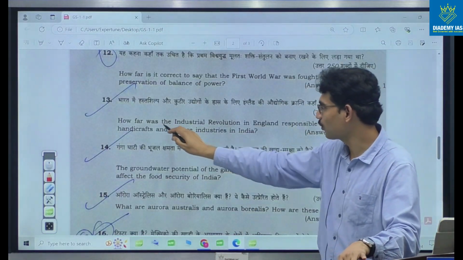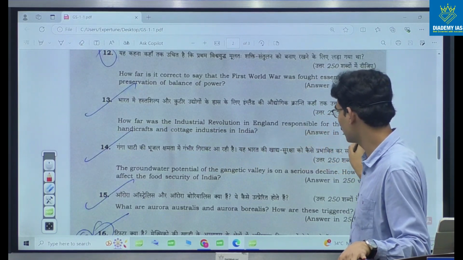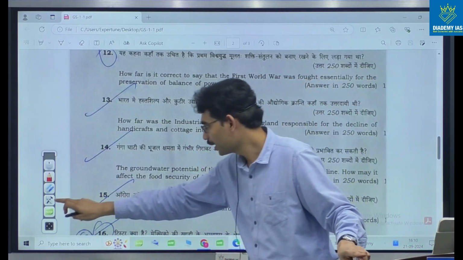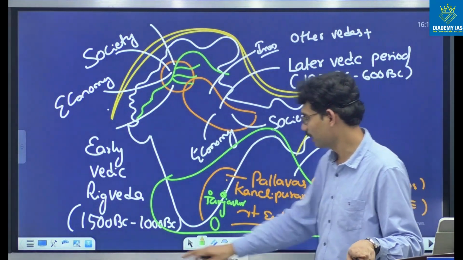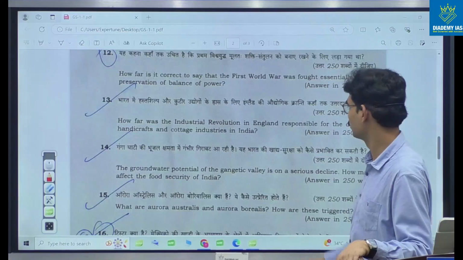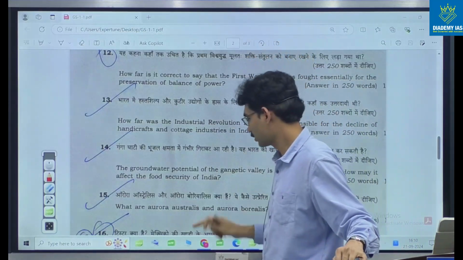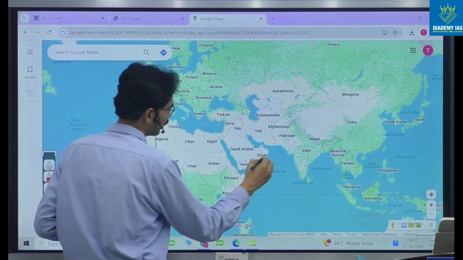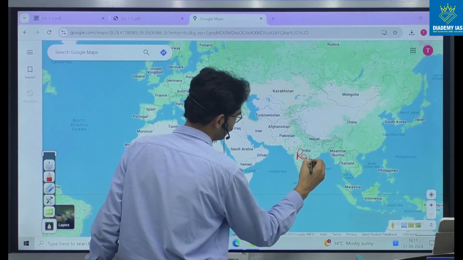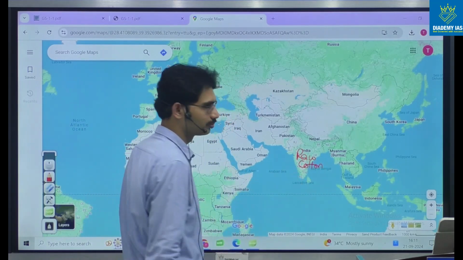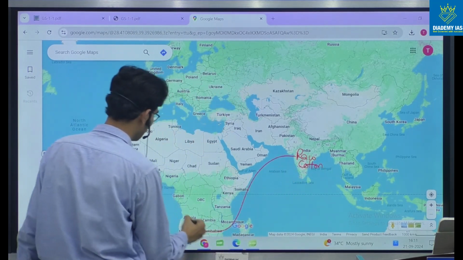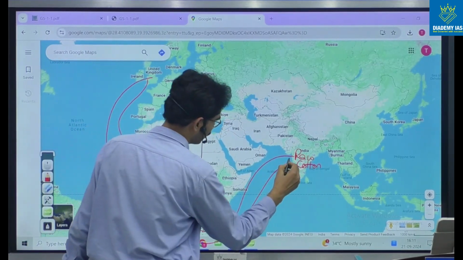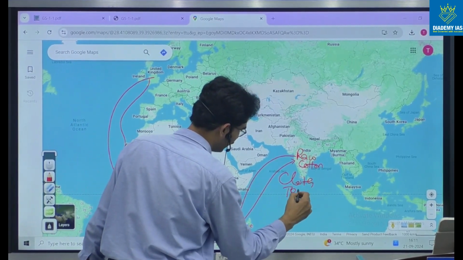How far was the Industrial Revolution in England responsible for the decline of handicrafts and cottage industries in India? Decline of industries and cottages in India. Handicrafts and cottage industries. How to explain this? They wanted raw material, cotton. They will take the cotton to this place. Now they will bring the cloth, textile.